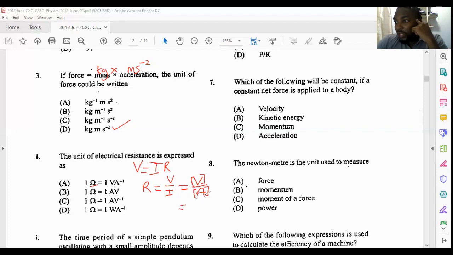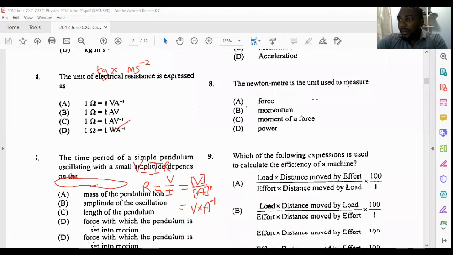Looking at that division, if you turn them to indices, so V, and then A to the negative 1, and multiply. So V by A to the negative 1. That's why A is our answer for question number 4. It shows the background knowledge that we need to have in order to do these questions. So leave that for a second.